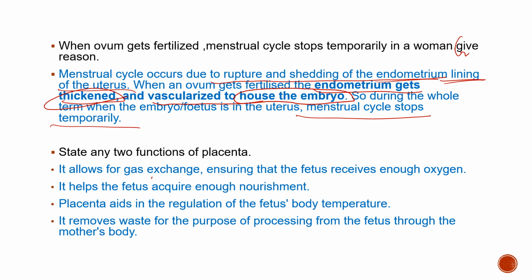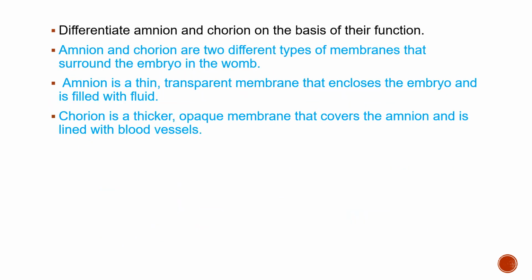Now, this question is quite a repetition of the previous one. We have discussed how the placenta is important for the development of the fetus in the previous slide. So this is the same thing, only the two functions of the placenta. You can see the gaseous exchange of oxygen, the fetus acquiring nourishment, aiding in the regulation of the fetus's body temperature, and removal of wastes. So same repetition of the previous question. So let us move on to the next one.